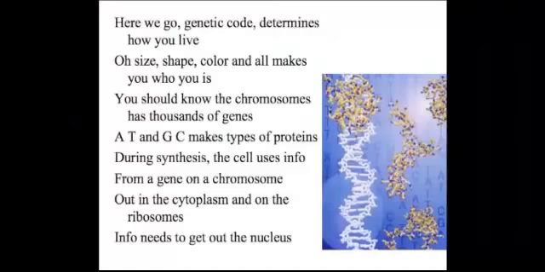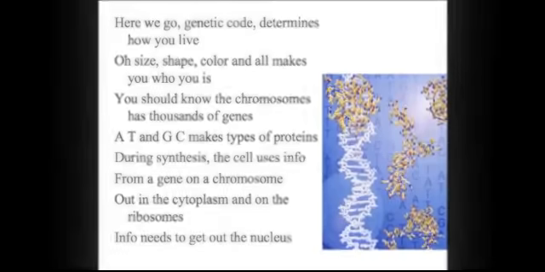Here we go, genetic code determines how you live. All size, shape, color, all make you who you is. You should know the chromosomes has thousands of genes, A, T, and G, C. Mixed types of proteins during synthesis. The cell uses info from a gene on a chromosome. Out in the cytoplasm and on the ribosomes, info needs to get out the nucleus.